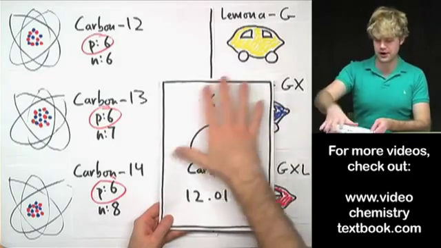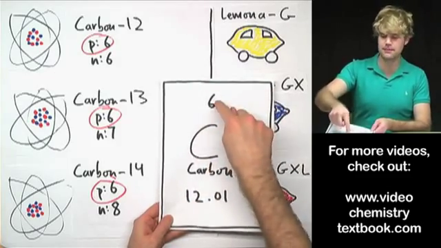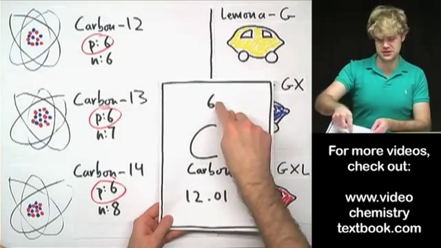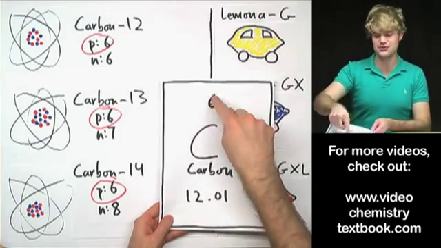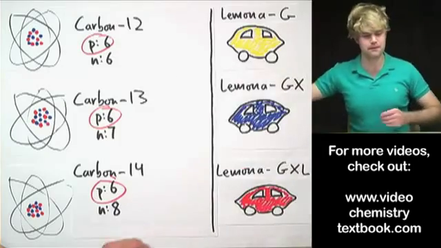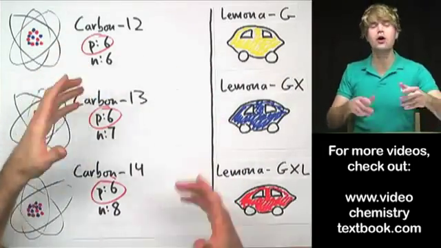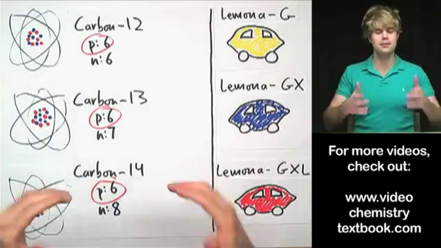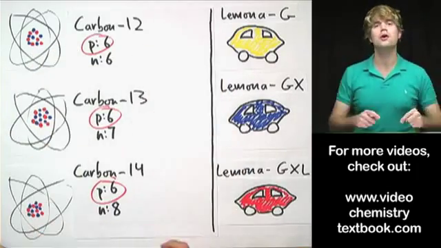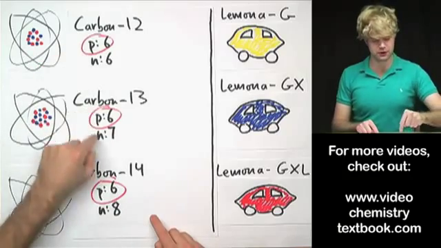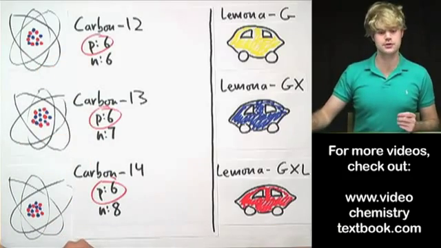If you look it up on the periodic table, you'll see something that looks like this, and the number up here is the atomic number, 6, which means that if an atom has 6 protons, it's carbon. Okay? So that's what these all are. They are all isotopes of carbon. They're different versions of carbon or different models of carbon with the same number of protons and different number of neutrons.